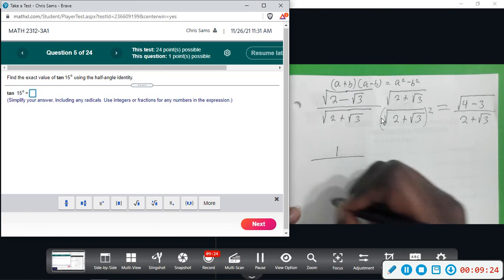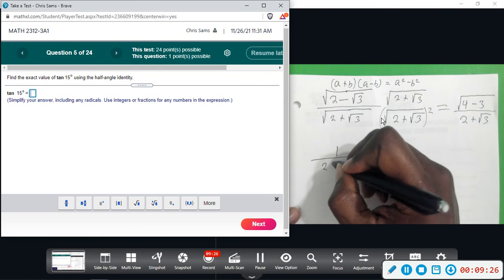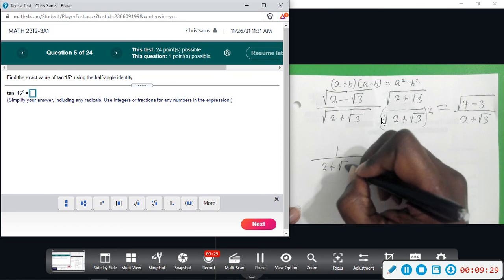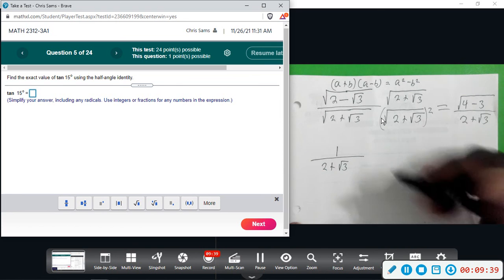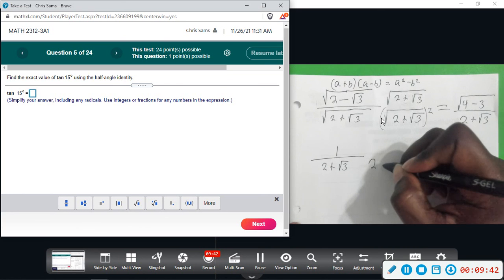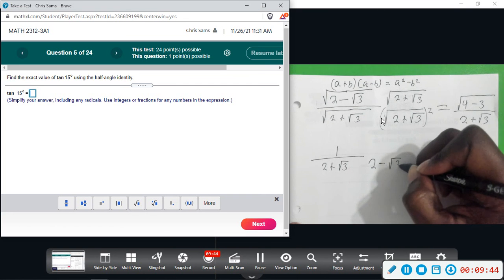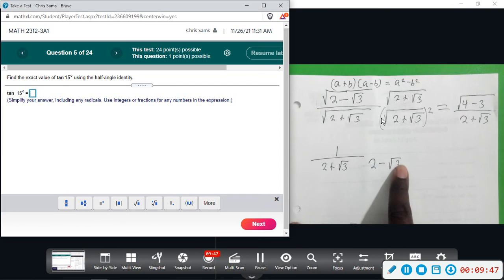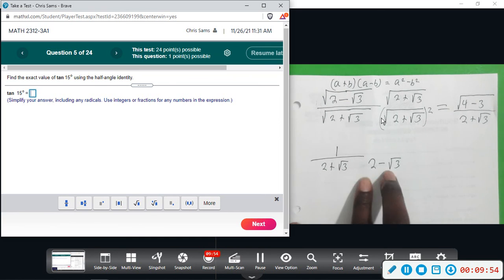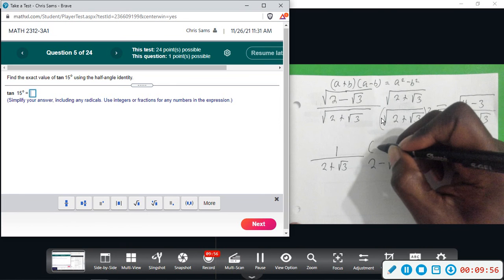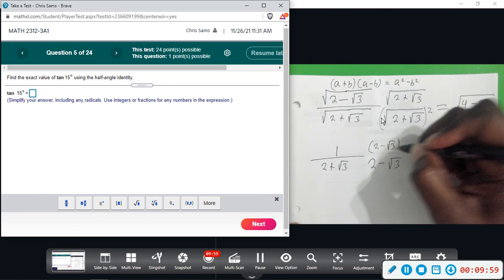On the bottom, we have 2 plus square root of 3. Now when you rationalize a binomial, because I still have a square root on the bottom, I have to get rid of that. You multiply by the conjugate term, what we call the complex conjugate, which is 2 minus the square root of 3. You have to do this because if you multiplied by square root of 3, it would get rid of this, but you would have to distribute, and you would have another square root of 3 down here. So you have to do this term on top and bottom: 2 minus the square root of 3.